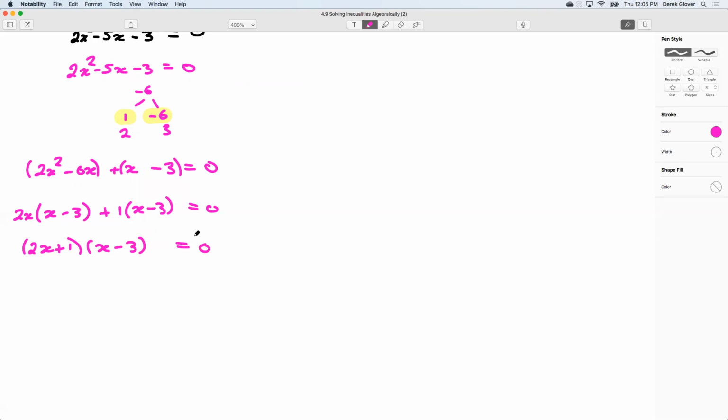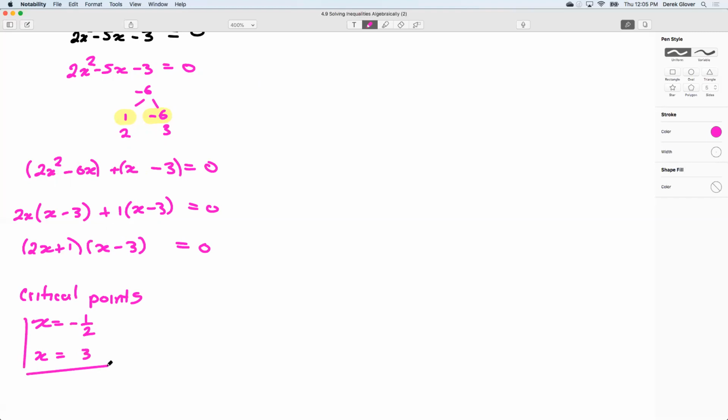And so now that we've done all of this, what we've actually found is our critical points. The critical points are where our brackets are 0. This first bracket is 0 when x is -1/2. So our critical points are x equals -1/2, or x equals +3. That's because +3 minus 3 is 0.